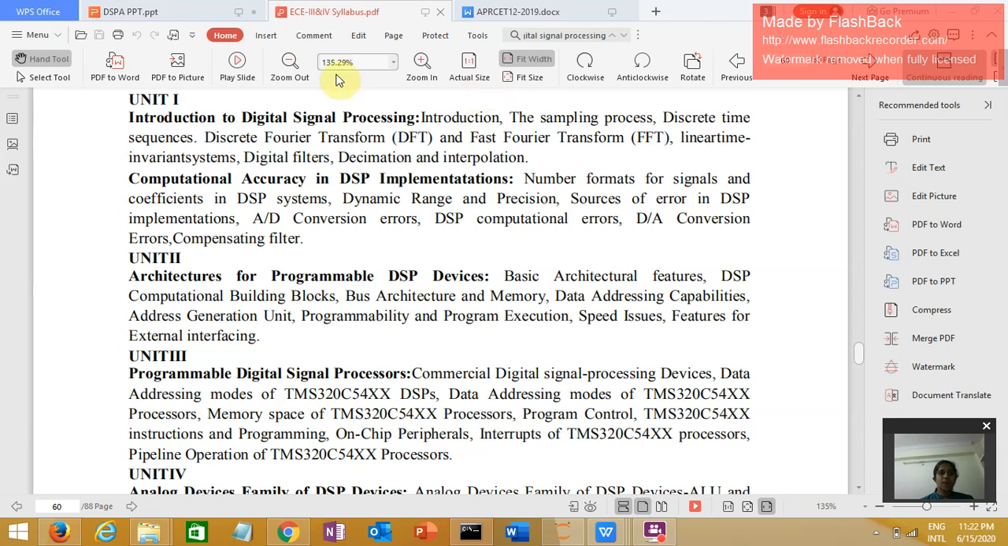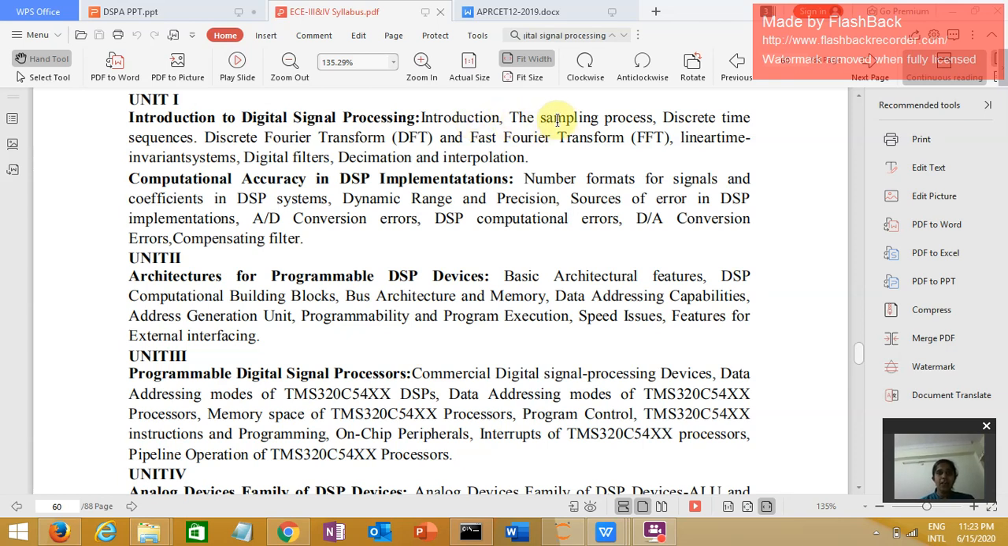In unit 1, it is completely related to the introduction to digital signal processing. First of all, we are going to see what digital signal processing is in the introductory part. In it we are going to discuss different types of signals, what a digital signal is, and what the meaning of signal processing is. Processing is nothing but doing some operations on the digital signal and how it is being carried out.